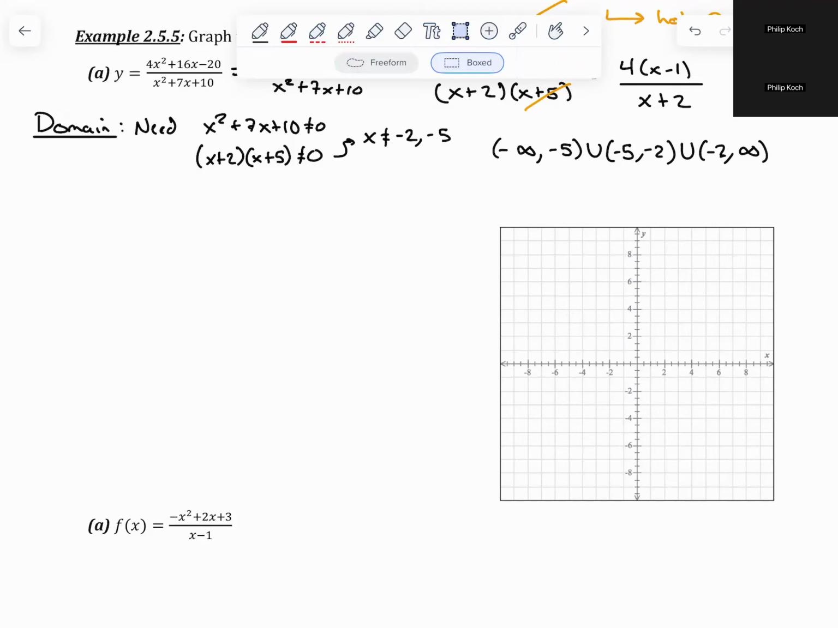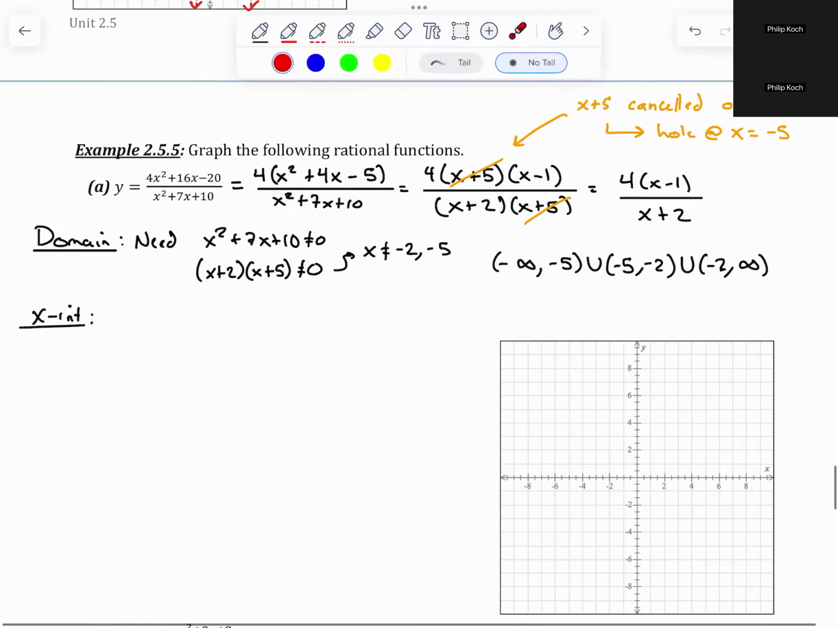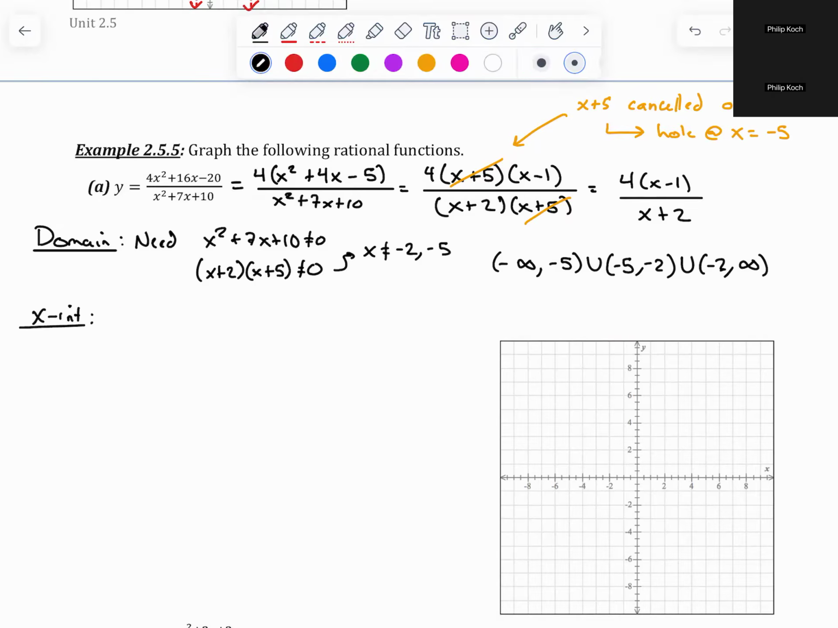So that's our domain, and then our x-intercepts. Because it shouldn't be in the domain when you cancel that out, you can kind of skip it, but I'm just going to do it anyways and write that you need to make the numerator equal to 0. So 4 times x plus 5 times x minus 1 has to equal 0.